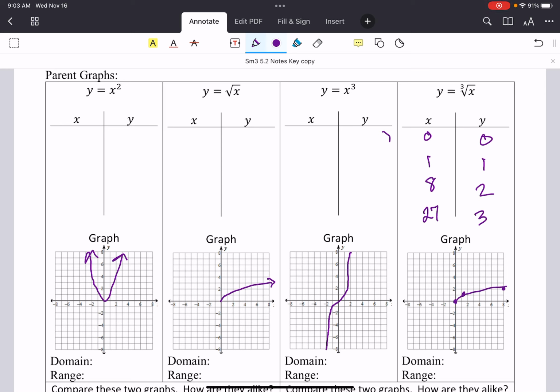What about the negative side? Can you have negatives in a cubed root? Yes, right? Because what is -1 cubed? -1. So you could have -1, -1, -8, -2, -27, -3. So it looks like this. Right?